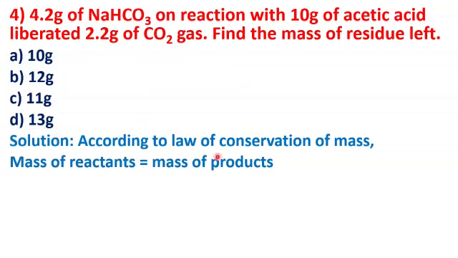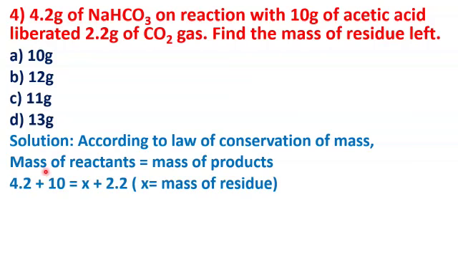Solution. According to the law of conservation of mass, mass of reactant is equal to mass of product. So law of conservation of mass states that matter can neither be created nor be destroyed, but they can be converted from one form to another form. Hence, during a chemical reaction, mass of reactants must be equal to mass of products.